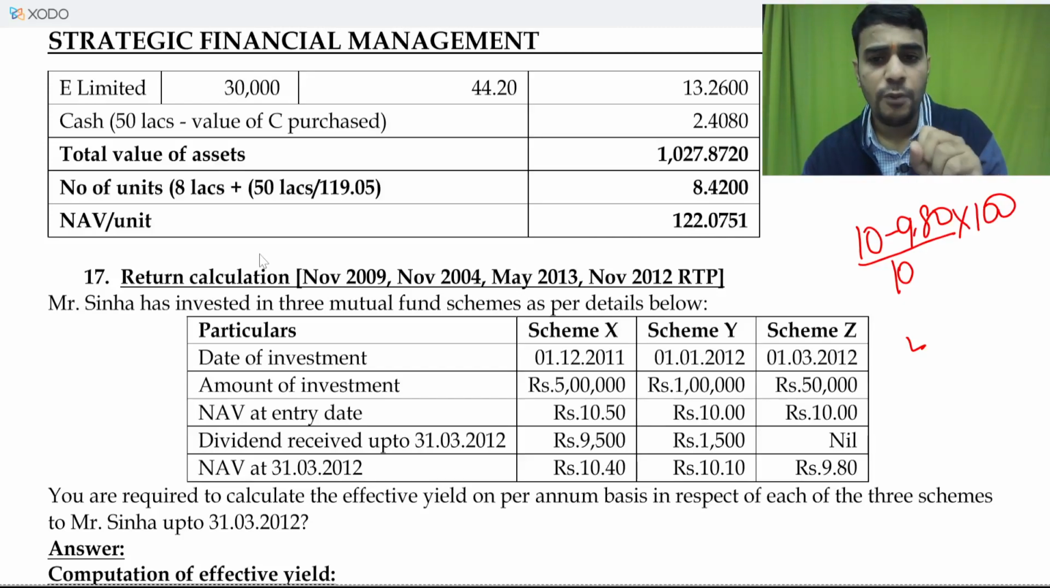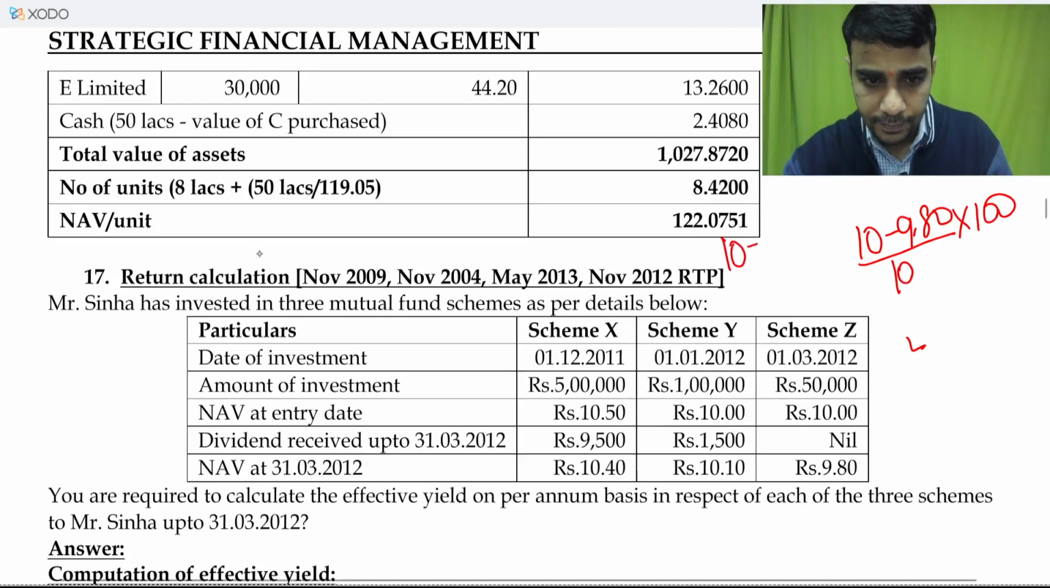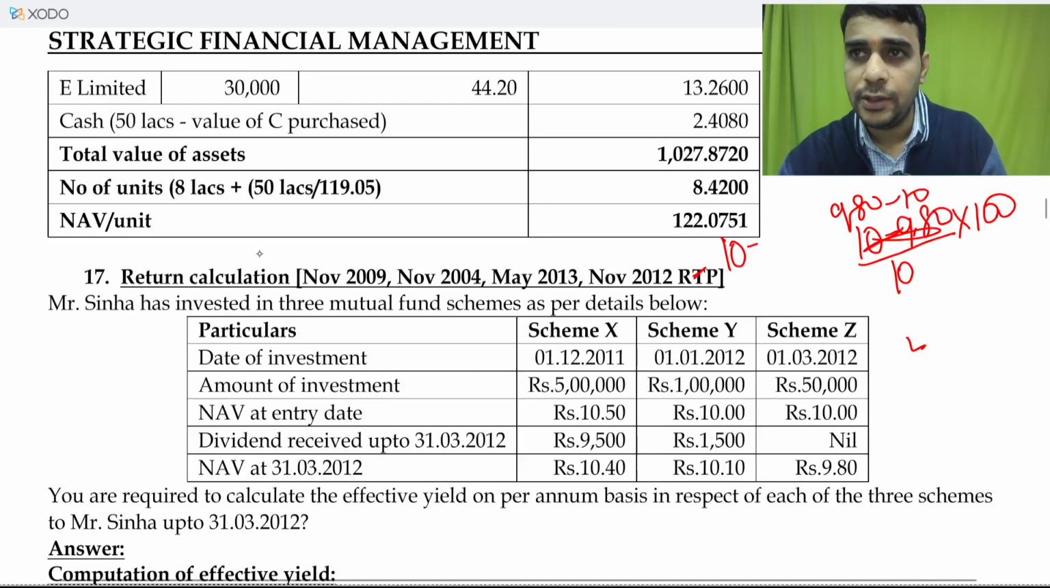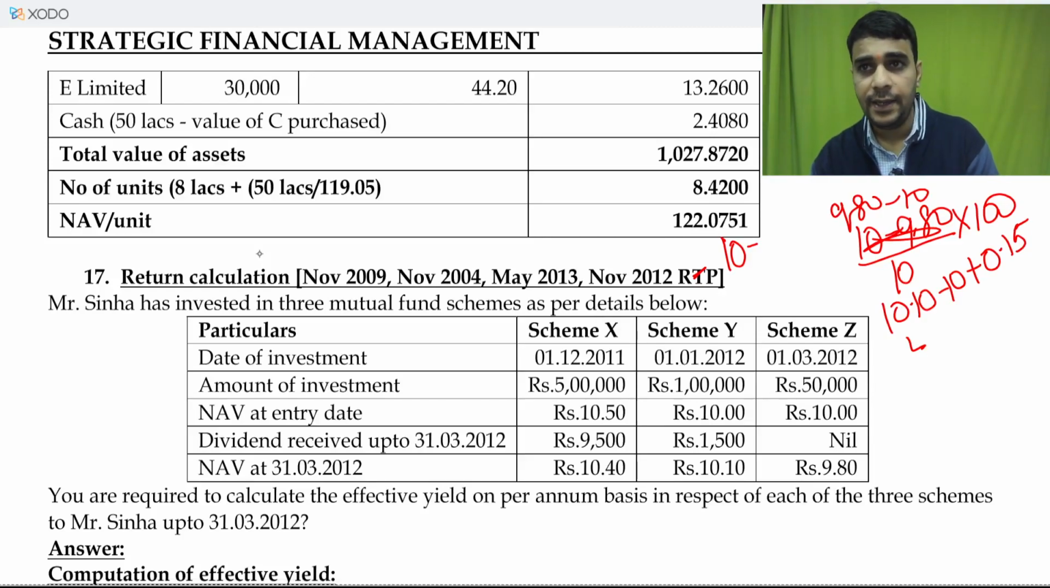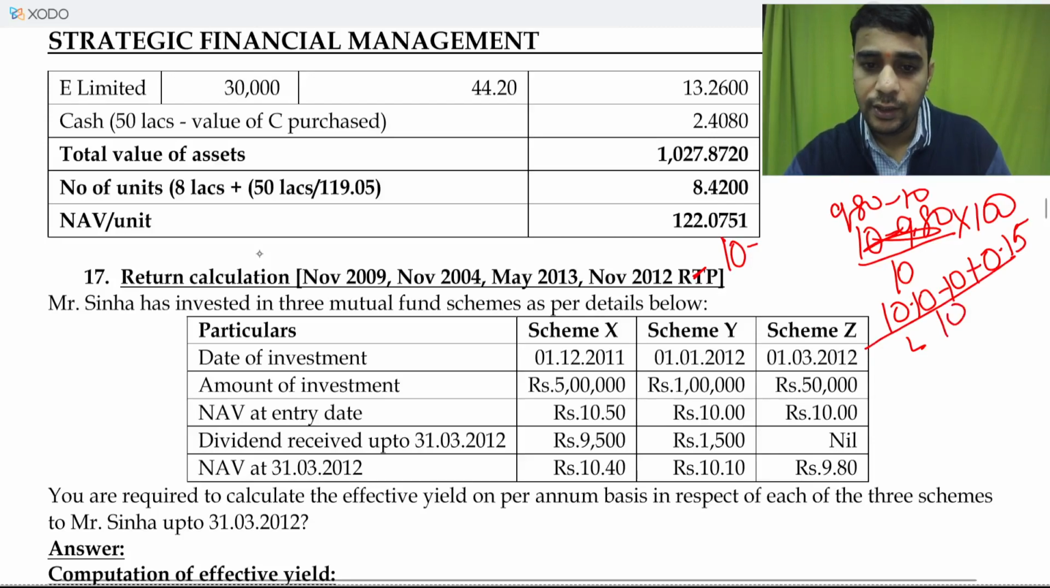1500 is the dividend received. How many units allotted in scheme Y? Yeah, please tell me. Scheme Y units allotted. 10,000. So NAV1, sorry, this 9.8 minus 10. The closing NAV is 9.8, the opening NAV is 10. In this case, 10.1 minus 10 plus 15 paise. What is 15 paise? It is 1500 divided by 10,000. 1500 divided by 10,000 into 10 into 100.